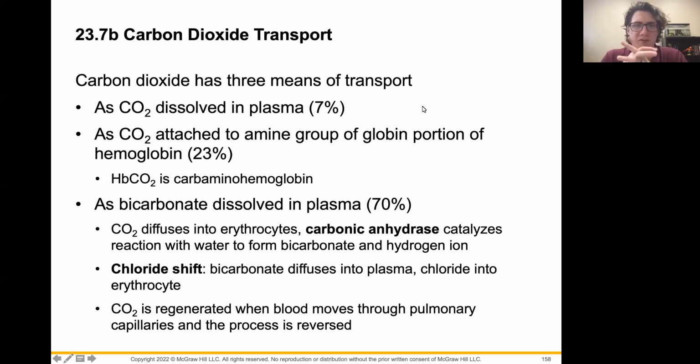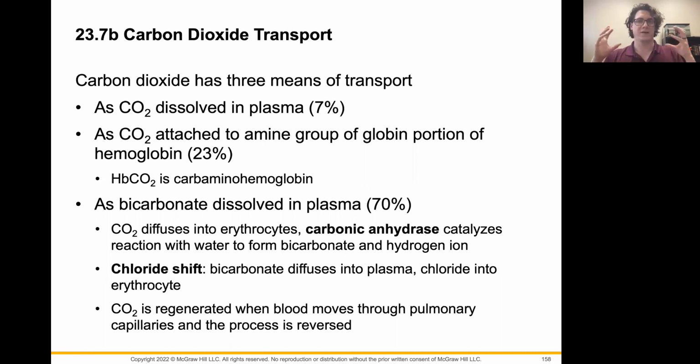Hi, everybody. So in this video, we're going to talk about how carbon dioxide moves through the blood. Remember, we're bringing CO2-rich blood to the lungs so that we can get rid of that CO2, right? And we make CO2 in our tissues as a byproduct of undergoing metabolism.